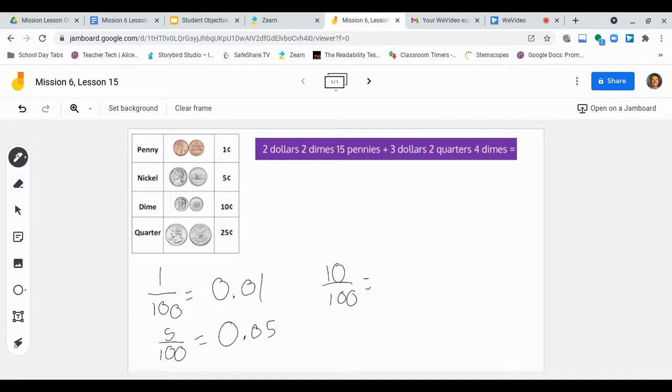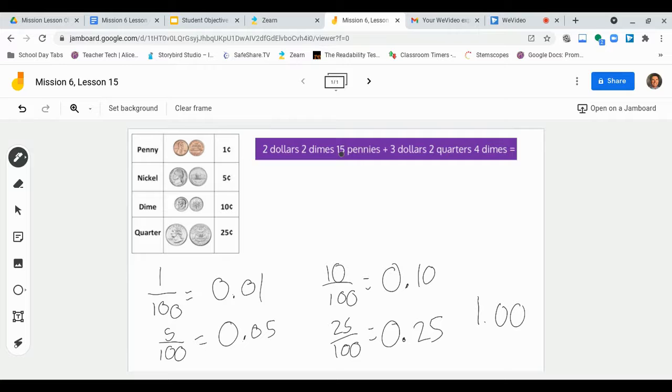A dime is 10/100ths, because it's 10 cents, and we could rewrite that as a decimal as such, 0.10. And then a quarter is 25 cents, and that is 25/100ths, so I'm going to write it 0.25, like such. So knowing that, what would a dollar equal? A straight up dollar would equal 1.00, just like that, right? One whole with zero left over if it was an even dollar.